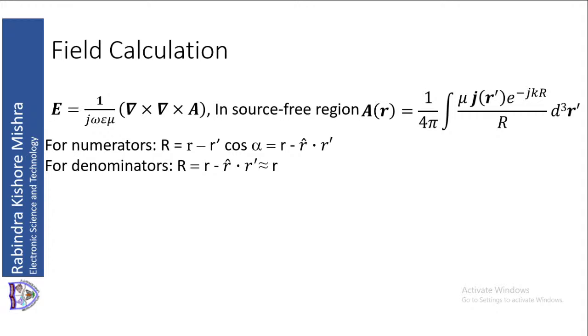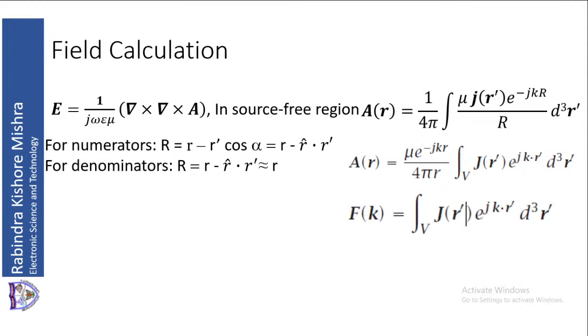So using that, we say that A is equal to mu exponential minus jkr by 4 pi r, times the integral of J r dash exponential jk r cap dot r dash, integrated over the volume. Once we know A, we can find the radiation vector F. So F will be only the integral part, the integration over volume of J r dash exponential jk r cap dot r dash, that is F. Then we say that A is equal to mu exponential minus jkr by 4 pi r into F.